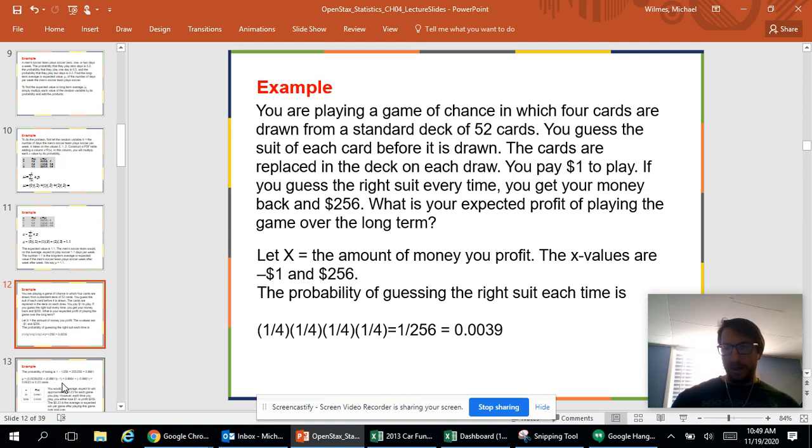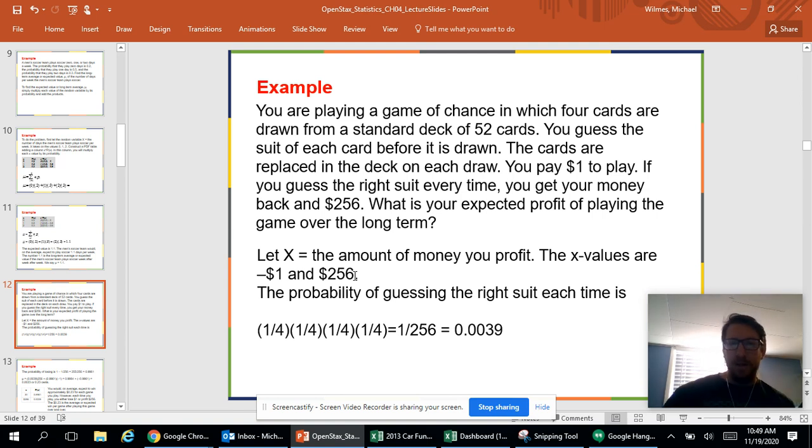To do this, we need to calculate our probabilities and our profit and loss. If we lose the game, we lose the buy-in, the dollar. But if we win the game, we get our dollar back plus $256. So that's going to be a net profit, a net win, of $256.